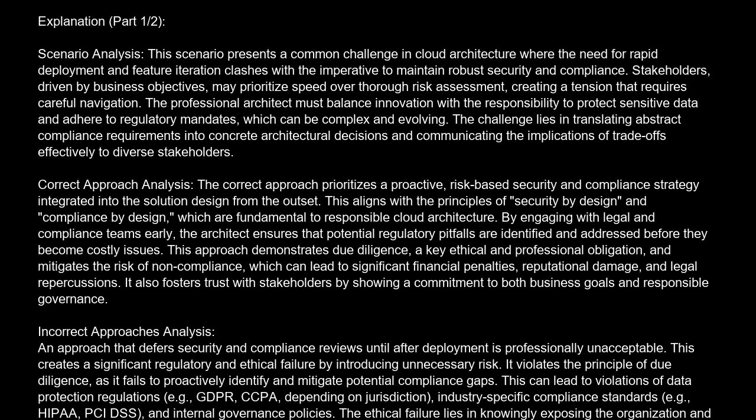It also fosters trust with stakeholders by showing a commitment to both business goals and responsible governance. Incorrect approaches analysis. An approach that defers security and compliance reviews until after deployment is professionally unacceptable. This creates a significant regulatory and ethical failure by introducing unnecessary risk. It violates the principle of due diligence, as it fails to proactively identify and mitigate potential compliance gaps. This can lead to violations of data protection regulations, e.g., GDPR, CCPA, depending on jurisdiction, industry-specific compliance standards, e.g., HIPAA, PCI DSS, and internal governance policies. The ethical failure lies in knowingly exposing the organization and its customers to potential harm and legal liabilities.